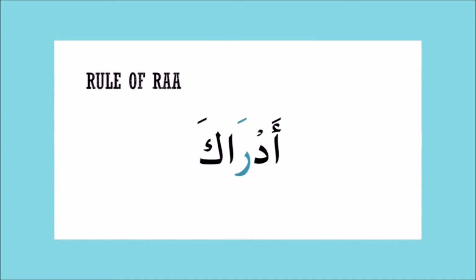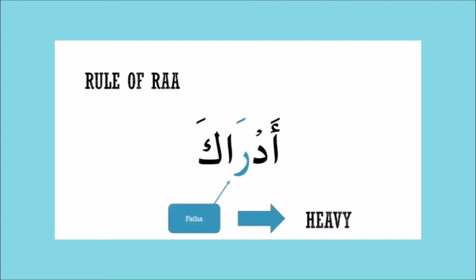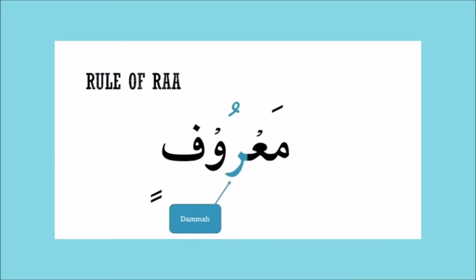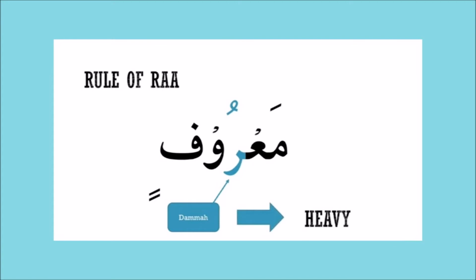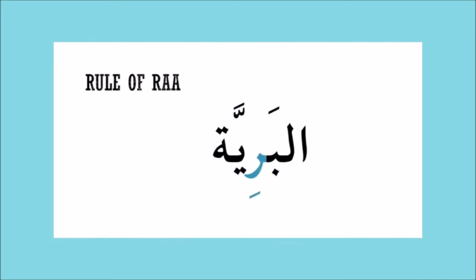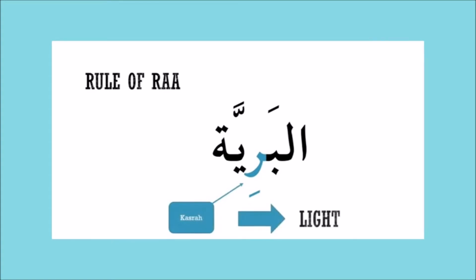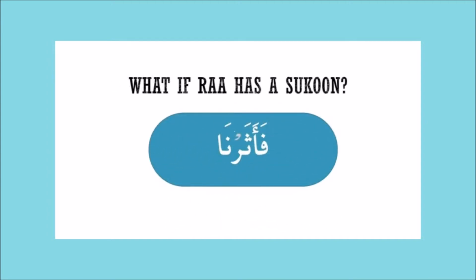So for the word adraka, the Ra has a fatha, so the Ra is red heavy. For the word ma'arufin, the Ra has a dhamma, so the Ra will be red heavy. For the word al-bariyya, the Ra has a kasra, so the Ra will be red light. So what if Ra has a sukoon? Let's look at the following example.